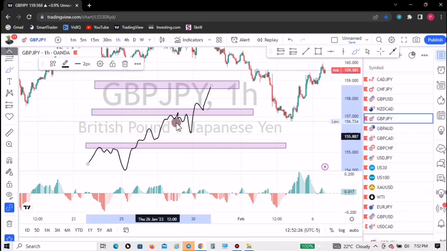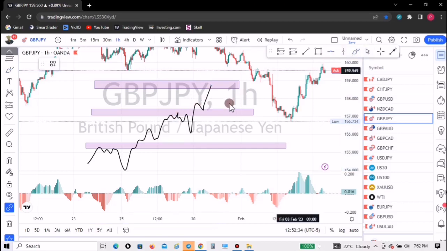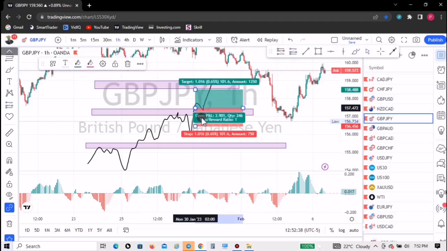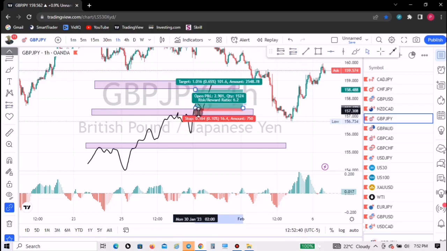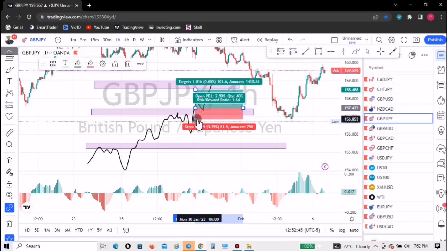And you can use these levels for your take profit or for your stop loss, because if you are to take a buy somewhere at this place, you know that your stop loss is supposed to be slightly below that key level. And if you take a sell, it's just the opposite.